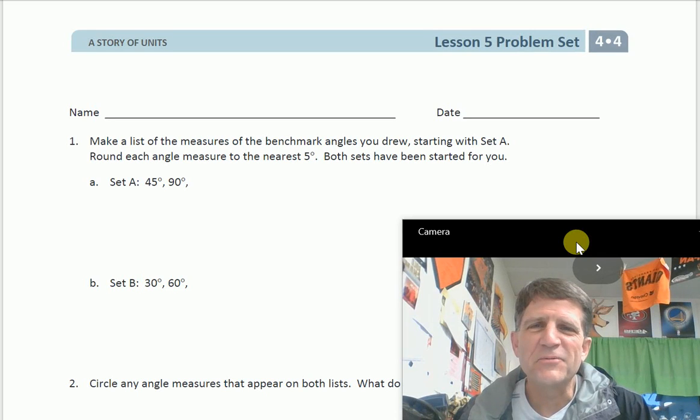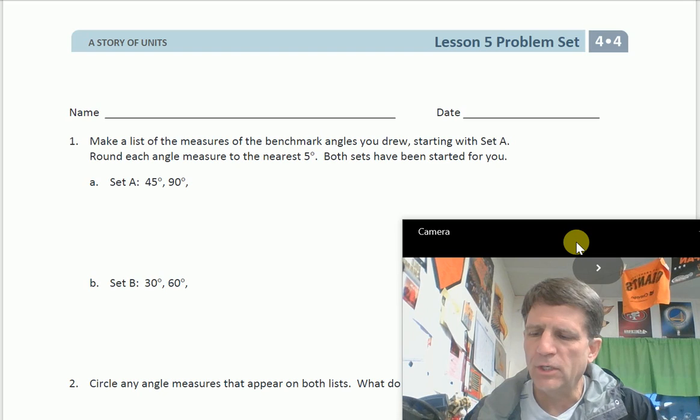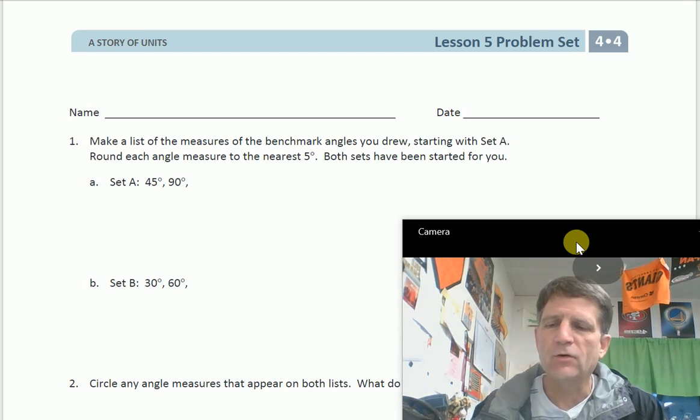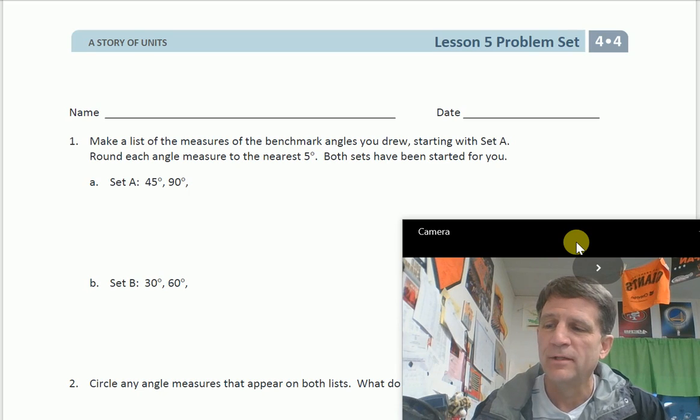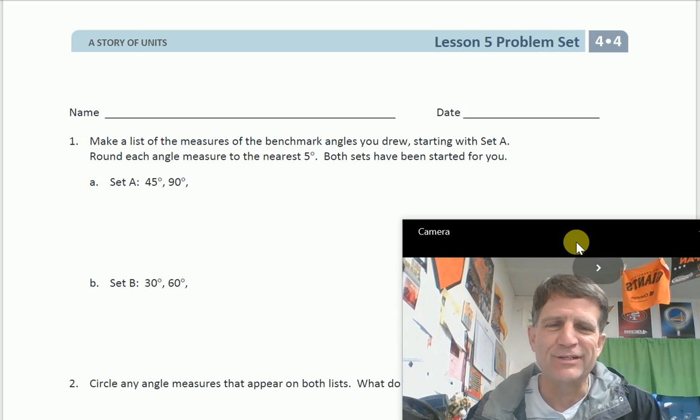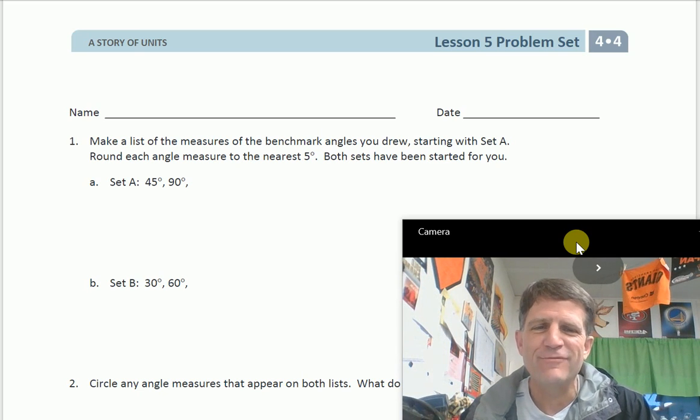Alrighty, let's get started with Module 4, Lesson 5, the problem set. In this lesson, we are going to look at circular measurement, understanding a 1 degree angle, such as 1/360th of a turn. Oh, there's a big fraction for you. Explore benchmark angles using a protractor. Yay, we get to use a protractor. How fun is that? Well, let's get started.